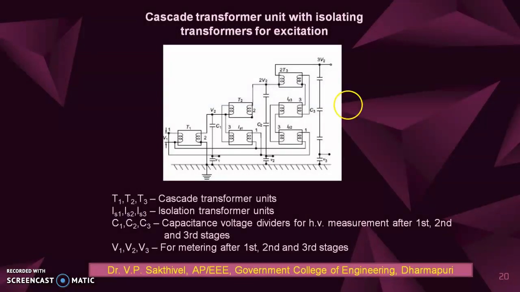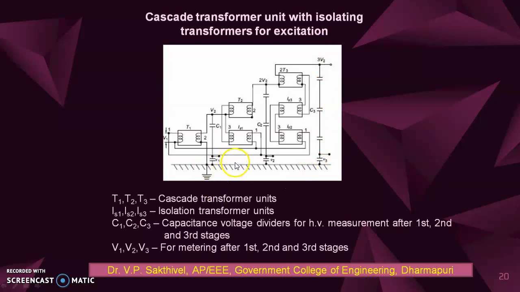The next arrangement is cascaded transformer with isolating transformers. Here T1, T2, T3 are three cascaded units. IS1, IS2 and IS3 are isolation transformer units, and C1, C2 and C3 are capacitance voltage dividers for HV measurement after the first, second and third stages respectively. V1, V2, V3 are the voltage outputs of that metering after the first, second and third stages.